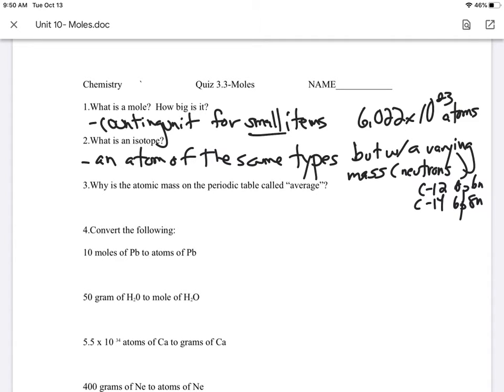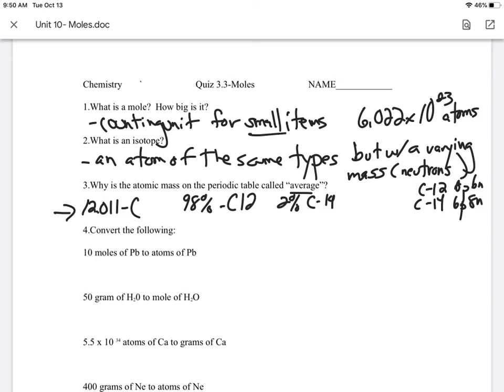So then that leads us to the third question here. As it says, why is the atomic mass on the periodic table called average? Well, it is an average because these are not equal. For example, the average on the periodic table is 12.011 for carbon, which means that it's probably 98% carbon-12 and about 2% carbon-14. And so it's an average. Remember that no atom weighs 12.011.